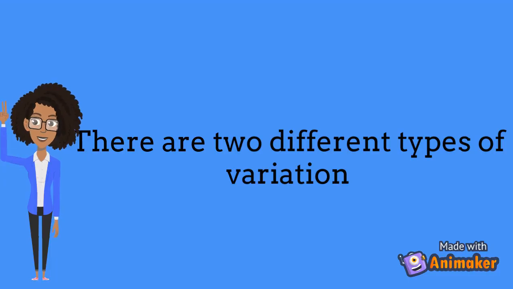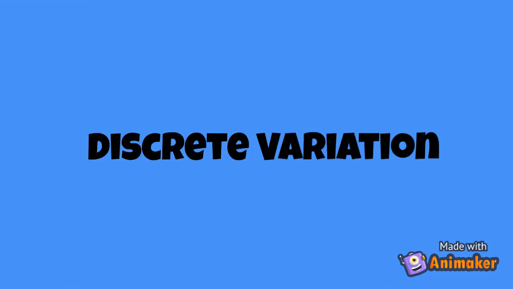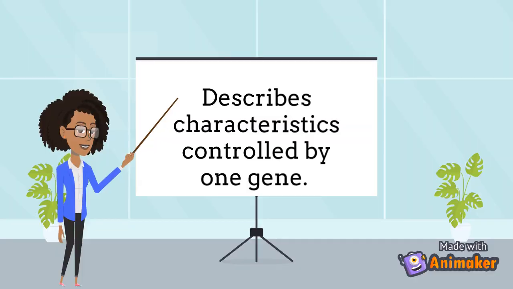There are two different types of variation. The first one is discrete variation. Discrete variation describes the characteristics that are only controlled by one gene. This means that you only got one copy from each parent. They tend to be separated into distinct categories.